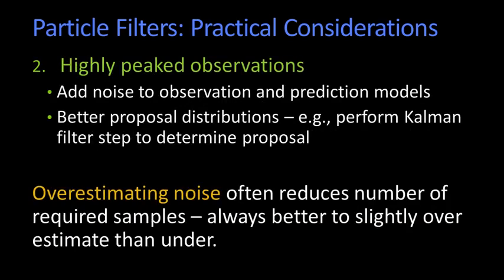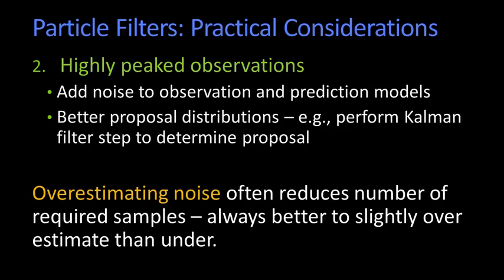A second problem is, what if P of z given x, what if your likelihood is incredibly peaked? Remember, you multiply the likelihood times the weights of the samples. If it's incredibly peaked, that means that P of z given x is 0 almost everywhere else. That's not very helpful, because what that means is you've wiped out all of your possible predictions. In general, you want to allow for noise in your P of z given x. Don't be so systematic about it.